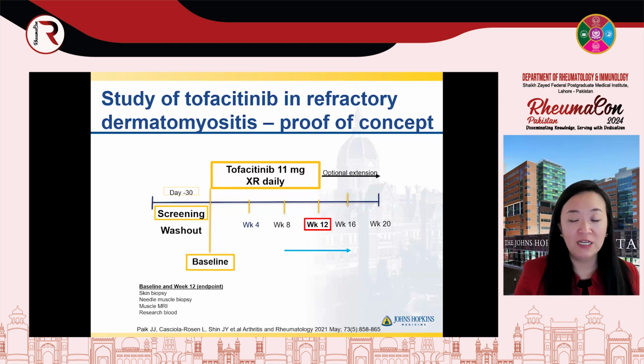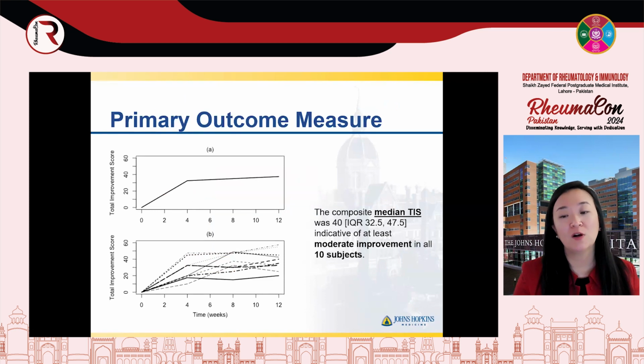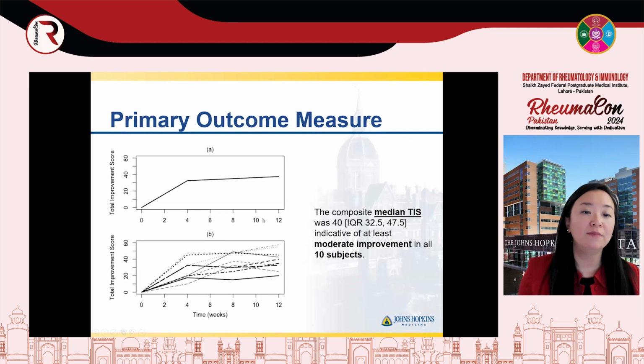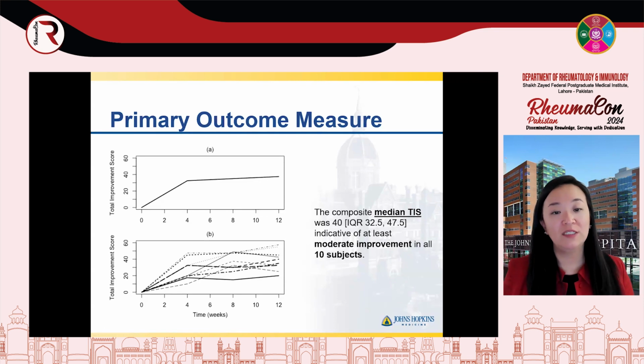So anyway, in order to assess the pure effects, we also enforced a forced prednisone taper, and here the results show of the 10 patients that overall the composite total improvement score, again, this is the ACR-EULAR validated myositis response criteria as measured by the TIS, or the total improvement score. And you can see by 4 weeks, patients had an overall improvement with a moderate improvement sustained by 12 weeks.